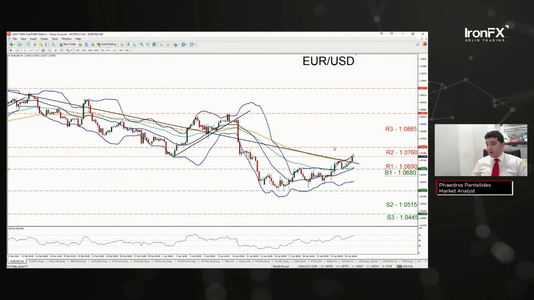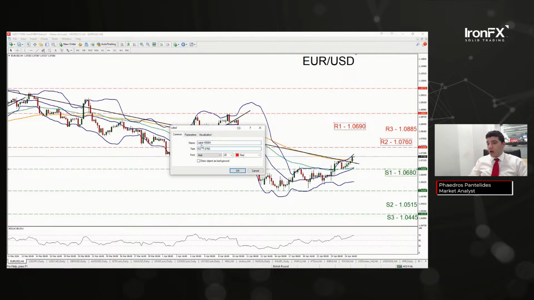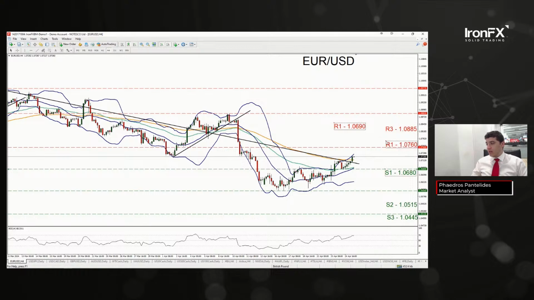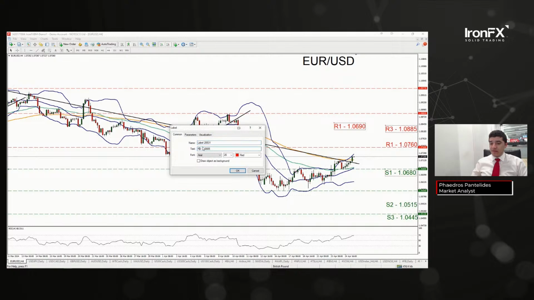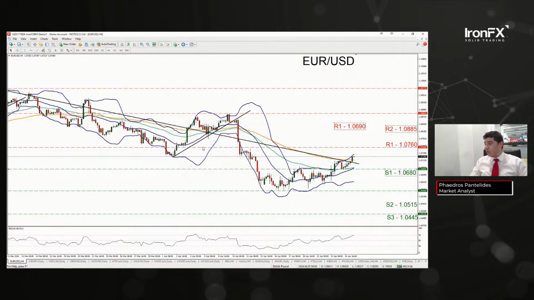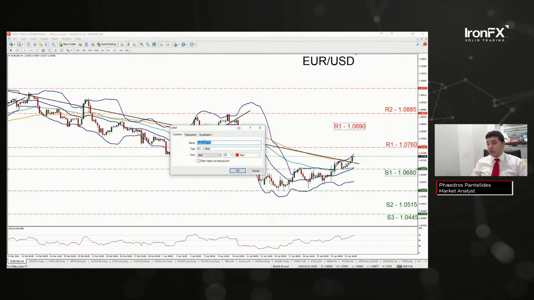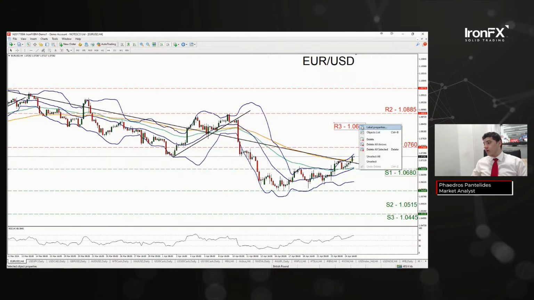For resistance, we can keep R2 and R3 as they were previously, as they have not been broken. R1 has been broken. R2 becomes R1, R3 becomes R2, and then our old R3 becomes once again R3. So this would be R1, R2 at 1.0885, and then R3 at 1.0977. For our bullish outlook to continue, we would require a clear break above the R1 resistance line at 1.076. Next potential target potentially being R2 at 1.0885.